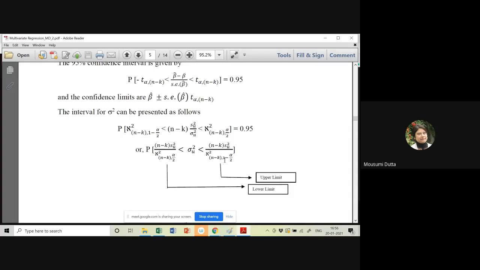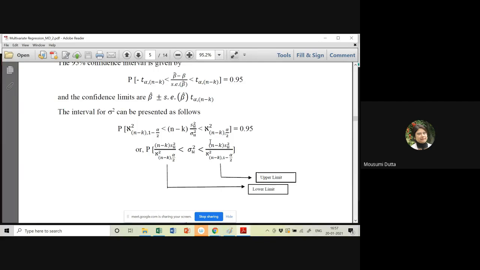And remember, chi-square is not a symmetric distribution, and therefore at the left tail you have to maintain 1 minus alpha by 2, and in the right tail you have to maintain alpha by 2. The t is symmetric, so I consider minus t alpha by 2 and plus t alpha by 2, whereas in the case of chi-square, since it is a positively skewed distribution, you have to maintain 1 minus alpha by 2 and alpha by 2.